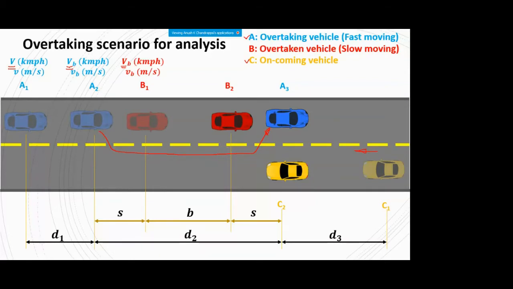So at A2 location, you have a speed of VB for vehicle A as well. And there is no change in speed for the vehicle B because it's a slow moving vehicle. It will travel at its own speed, and we are not looking into any variation in it to avoid the complication. So it will maintain the same speed VB throughout the distance.